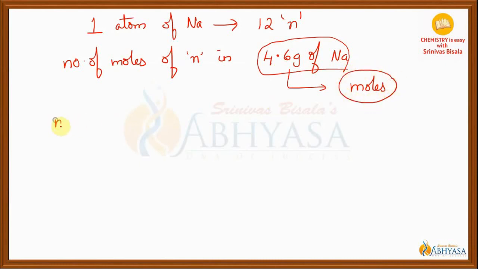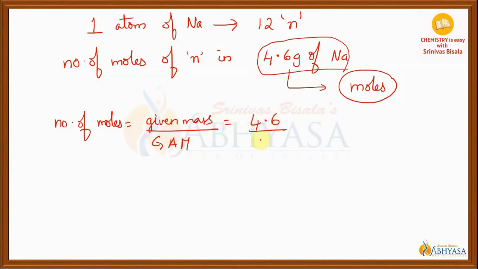So how to calculate the number of moles? This is our next concept. The number of moles is the given mass divided by the gram atomic mass, isn't it? Here the given mass is 4.6 and the gram atomic mass of sodium is 23 grams. So 4.6 divided by 23 is nothing but 0.2. So we have 0.2 moles of sodium.